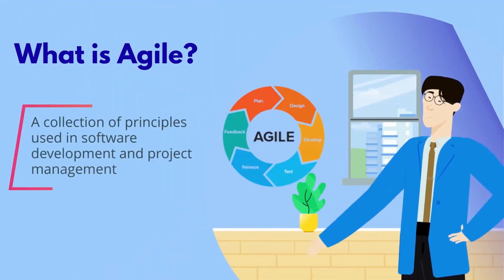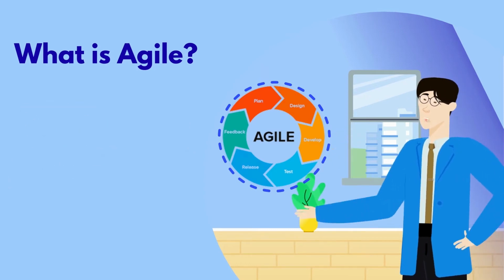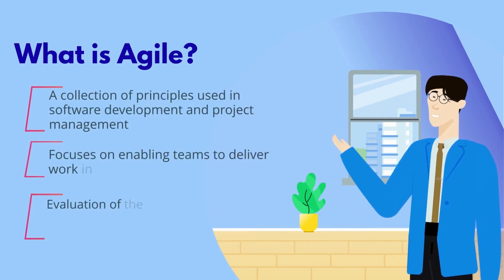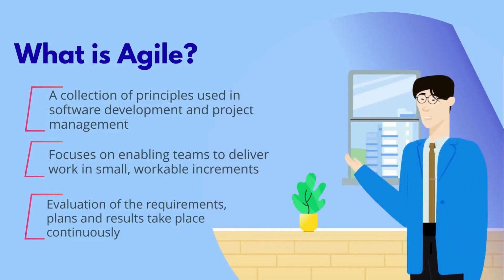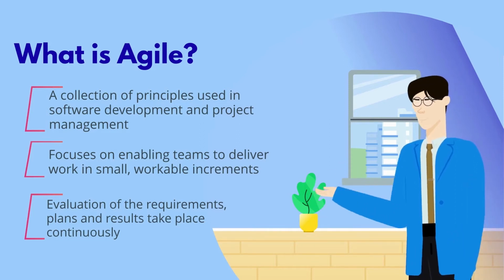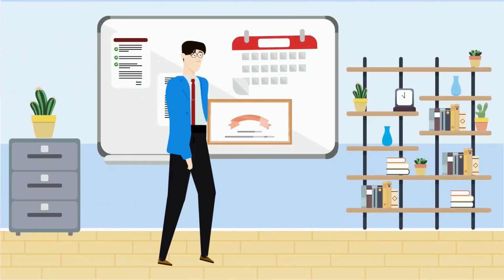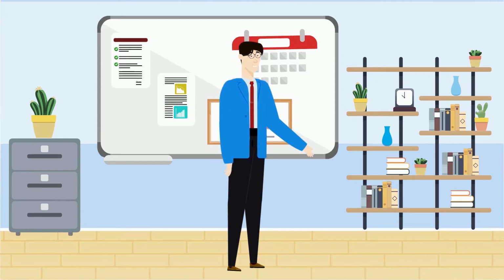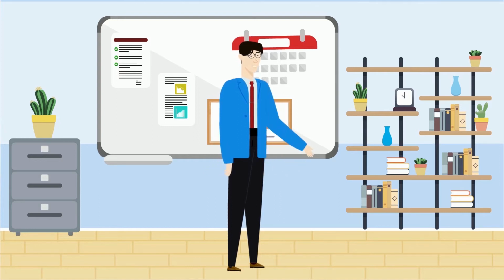Agile is a collection of principles used in software development and project management. Agile focuses on enabling teams to deliver work in small, workable increments, thus delivering value to their customers with ease. Evaluation of requirements, plans, and results takes place continuously. This helps the team respond to changes in a quick manner. Just now, we learned the definition of Agile. Agile project management is an iterative approach to delivering projects throughout their lifecycle.